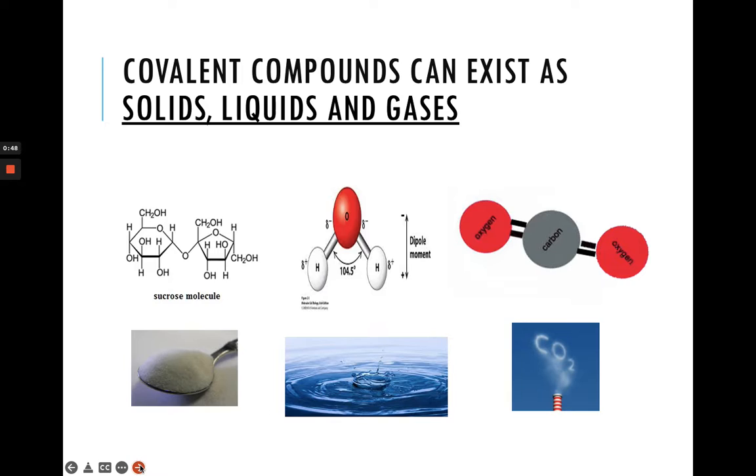Covalent compounds can exist as solids, liquids, or gases. A good example of a covalent compound that exists at room temperature as a solid would be sugar, just as we showed you. It's just carbon, hydrogen, and oxygen. A good example of a liquid at room temperature would be water, H2O, again, all nonmetal elements. And a good example of a gas is carbon dioxide, CO2, which again is all nonmetals but exists as a gas at room temperature.